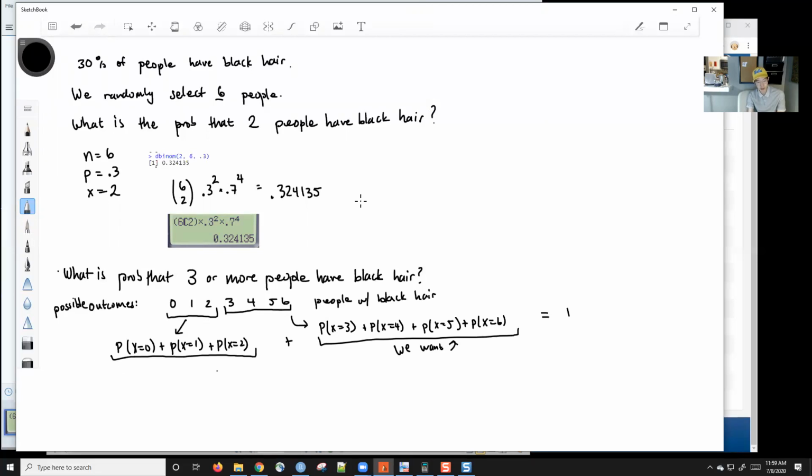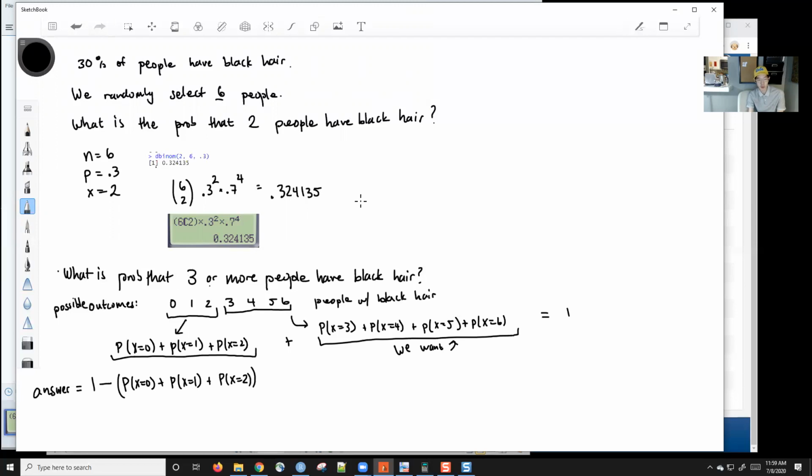So what we can do, the answer will also equal 1 minus the probability of x equal to 0 plus the probability of x equal to 1 plus the probability of x equal to 2. Is that okay? Does that make sense?